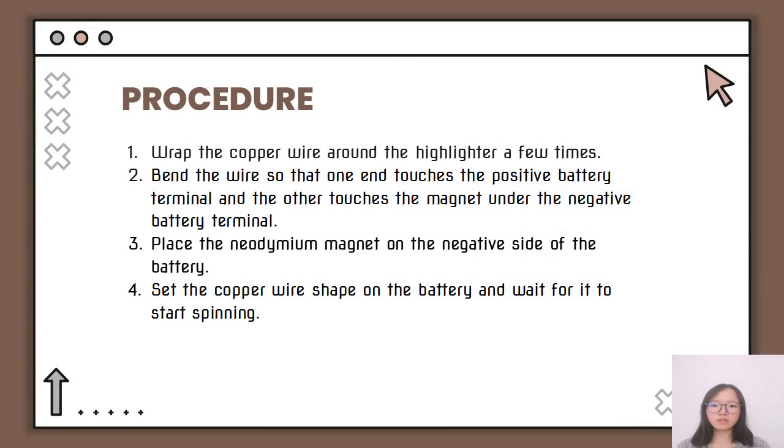Procedure. First, wrap the copper wire around the highlighter a few times. Second, bend the wire so that one end touches the positive battery terminal and the other touches the magnet under the negative battery terminal. Then, place the neodymium magnet on the negative side of the battery. Lastly, set the copper wire shape on the battery and wait for it to start spinning.